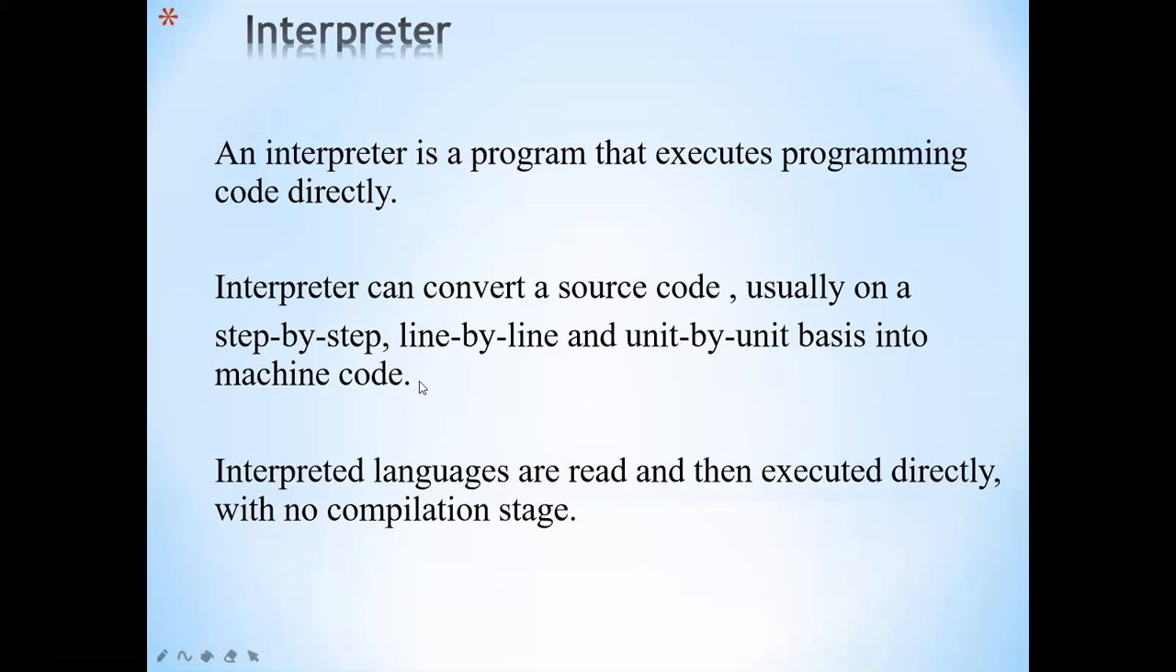An interpreter translates usually on a step-by-step, line-by-line, and unit-by-unit basis into machine code. Like when we are writing the program in BASIC with line numbers, the interpreter translates each line at a time, and it stops there if there is any error. It will not move forward if there is any error in line number 10. If line number 10 is clear, then it moves to line number 20. Interpreted languages are read and then executed directly with no compilation stage.